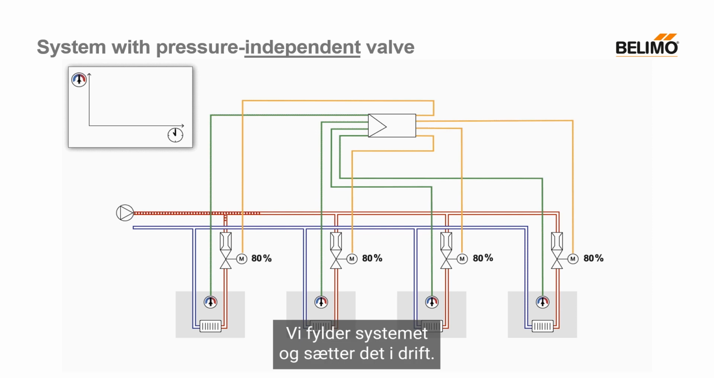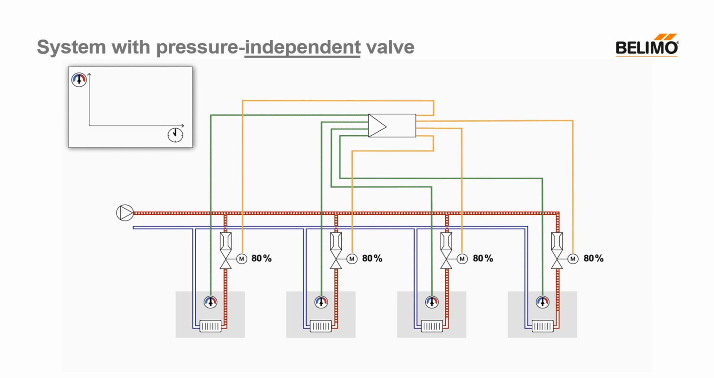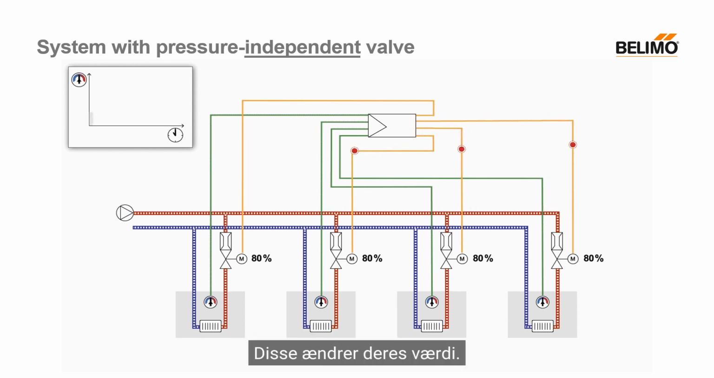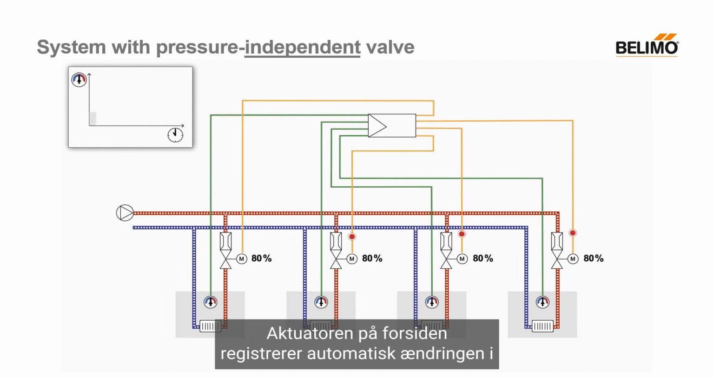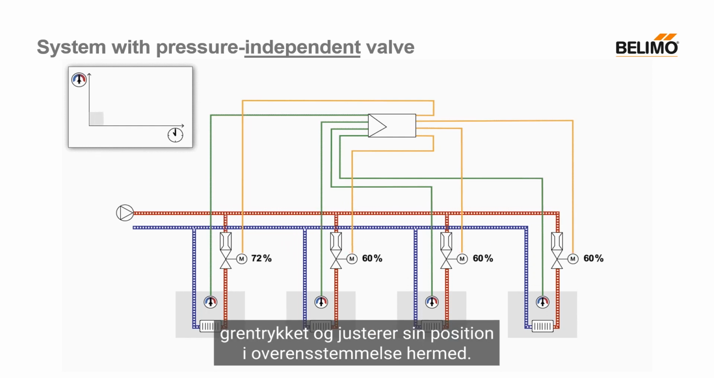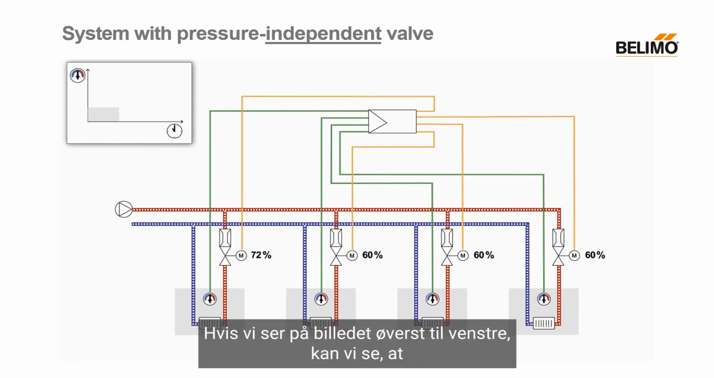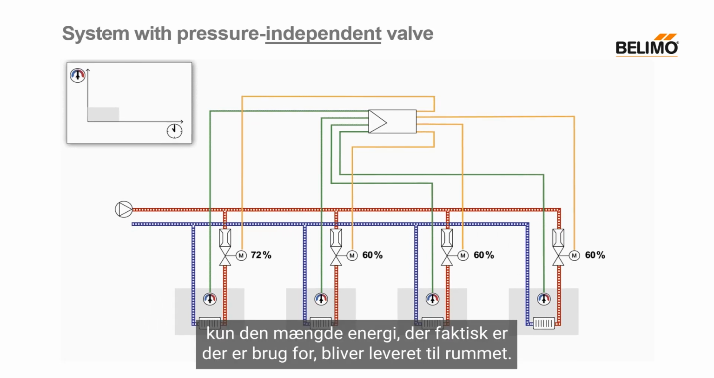We fill the system and put it into operation. The controller sends a control signal to the rear three valves. These change their value. The actuator at the front automatically detects the change in branch pressure and adjusts its position accordingly. If we look at the picture on the top left, we can see that only the amount of energy that is actually needed is delivered to the room.